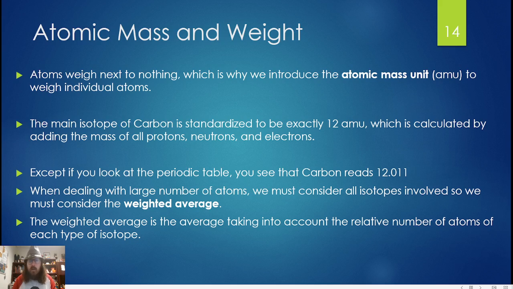Now, as I said, carbon should weigh 12. However, if you look at the periodic table for the mass of carbon, you read 12.011. And this is because we are rarely, if ever, dealing with a single isotope. When we're dealing with a very large number of atoms, we must consider the weights of all isotopes involved. And so we do something called a weighted average. Now, the weighted average is an average where you take into account the relative number of atoms of each type of isotope.